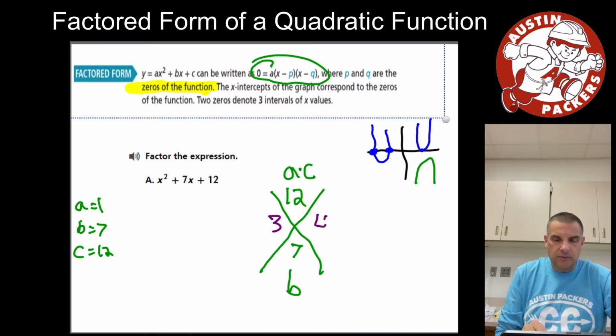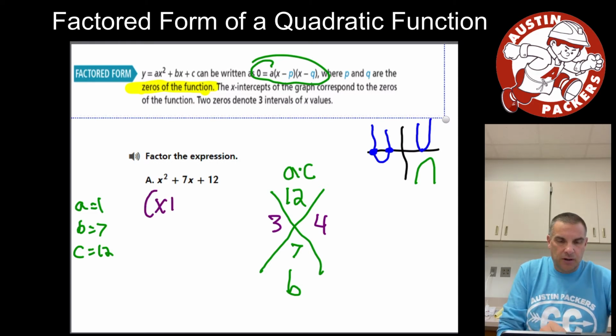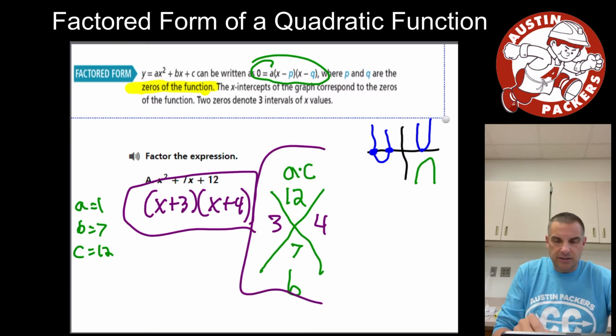So 3 and 4. 3 times 4 is 12. 3 plus 4 is 7. So then my factors are x plus 3 and x plus 4. So you get the same answer using this box method.